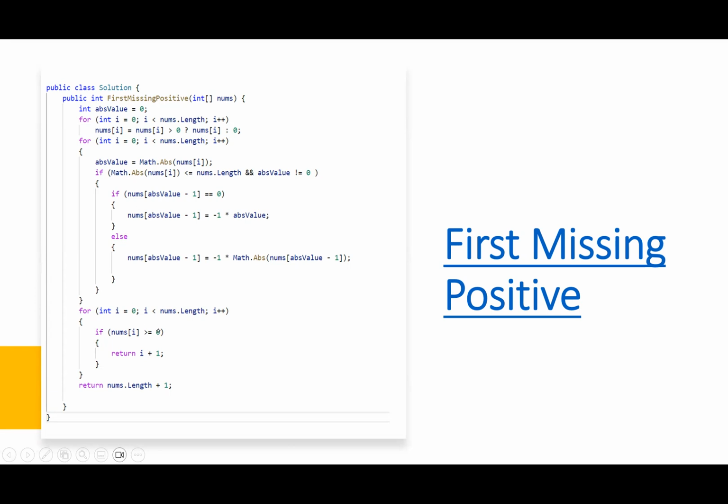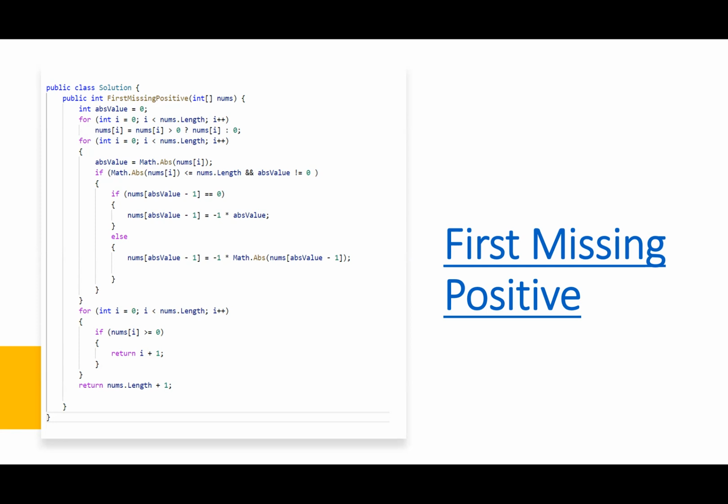And in the third loop, we are going through each and every element, and if any element is greater than or equal to 0, then we consider that as the first missing positive number, and then we just return that particular integer number.